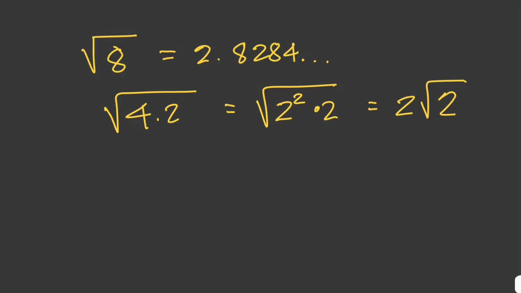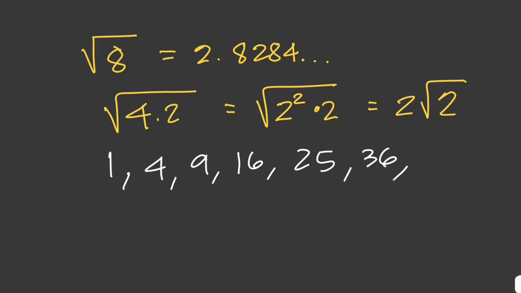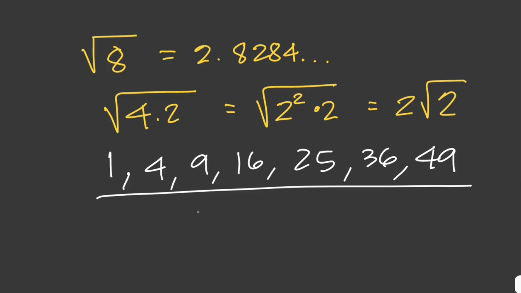Take note of the perfect squares. 1 is a perfect square, 4, 9, 16, 25, 36, 49, and so on. These are examples of perfect squares.